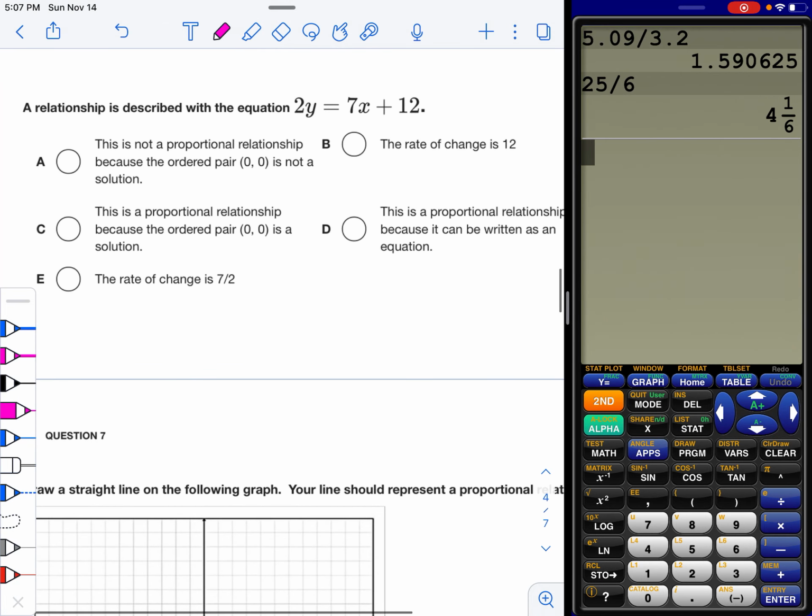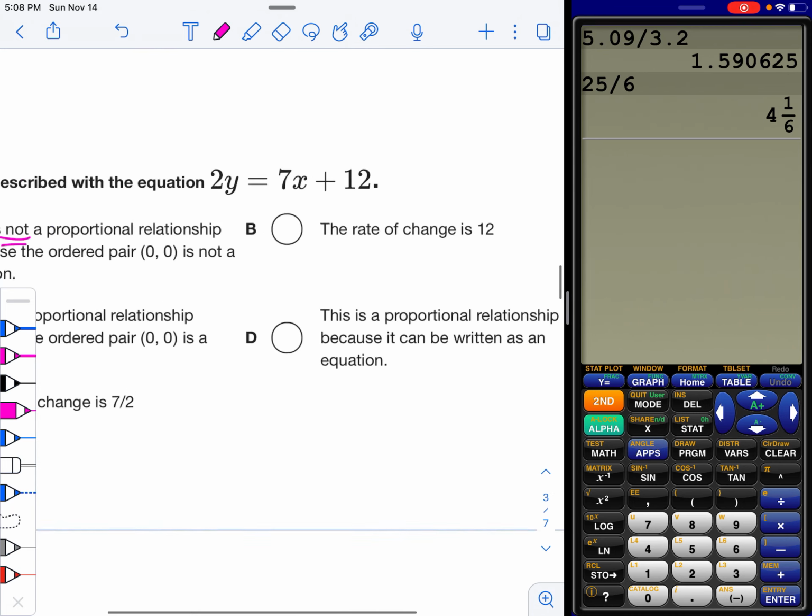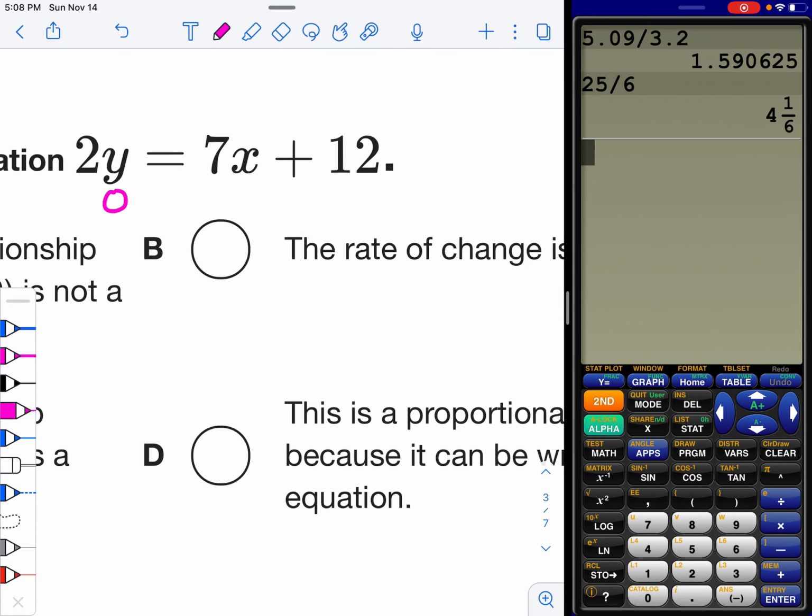All right, next up. Our relationship is described by this, and the question essentially asks whether it is or is not a proportional relationship. I'm going to do my tester: put 0 in both x and y and find out if it's proportional. So 2 times 0 equals 7 times 0 plus 12. 2 times 0 is 0, 7 times 0 is 0, plus 12. So I end up with 0 equals 12, and this is false. So this means it is not proportional.